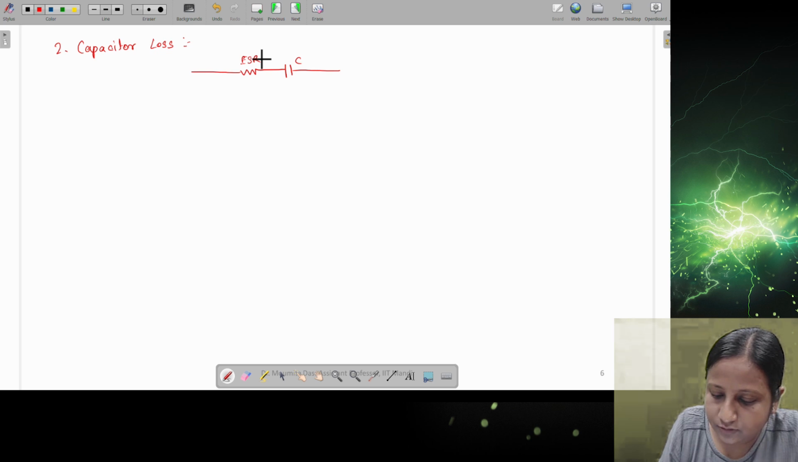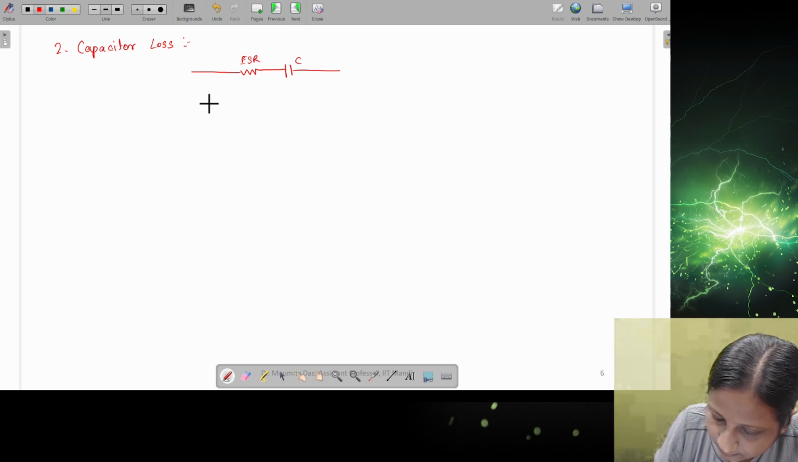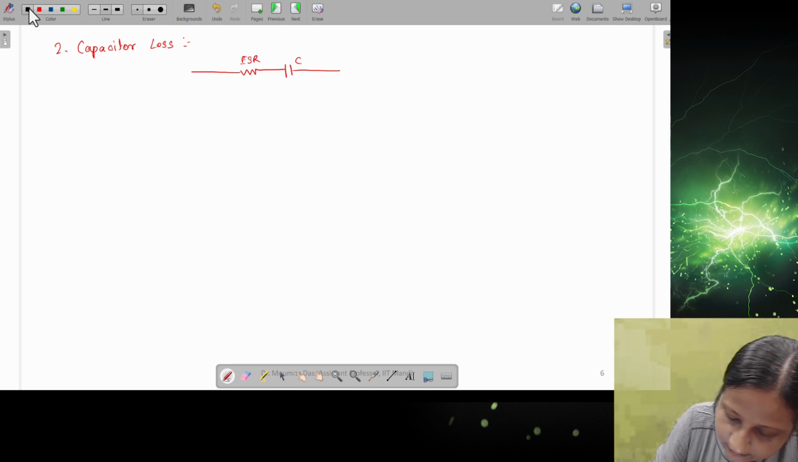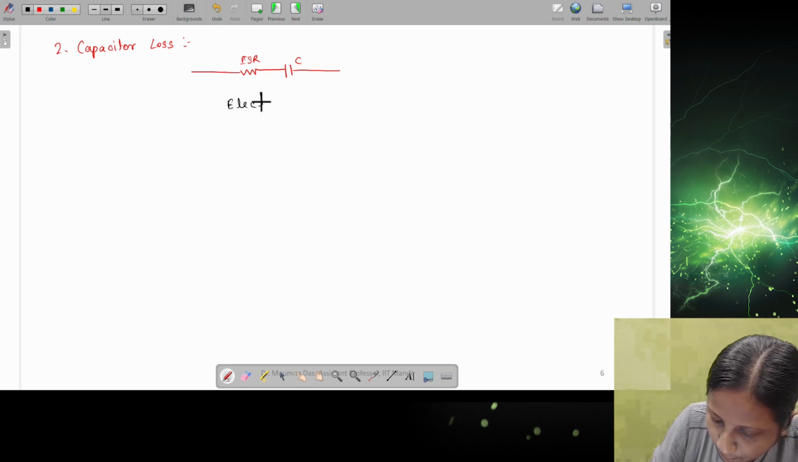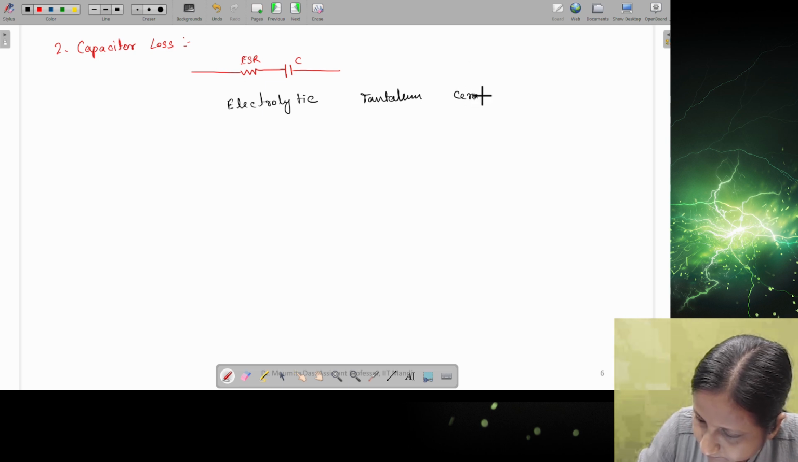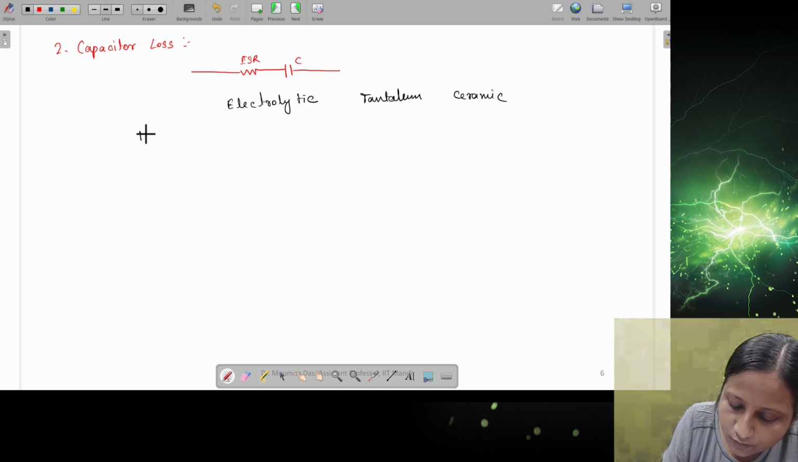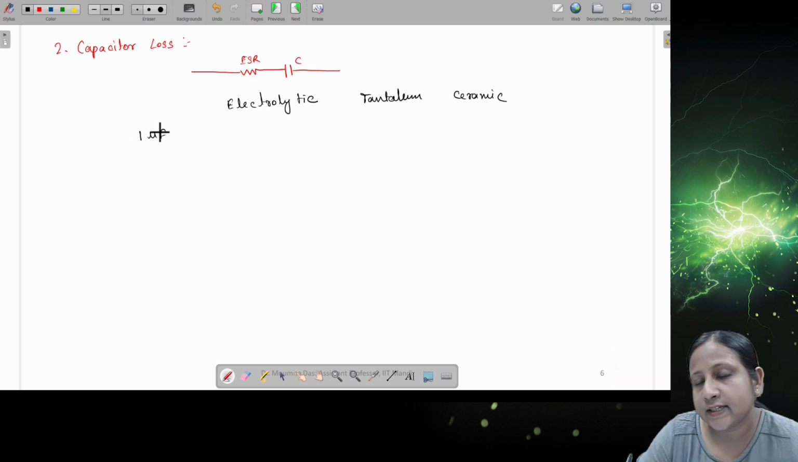Now if you see, there are different types of capacitors available commercially. What are those capacitors? They are, let's say, electrolytic, tantalum, ceramic. Now if I need a 1 microfarad capacitor, this is just an example, how is the ESR going to be affected for different types of capacitor?